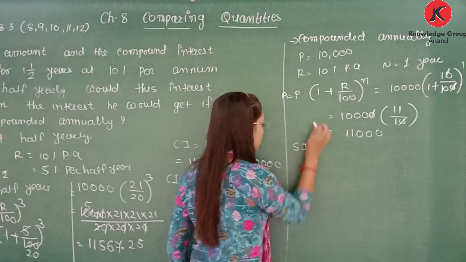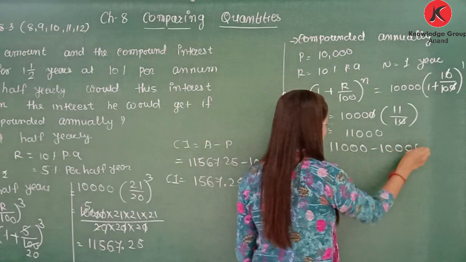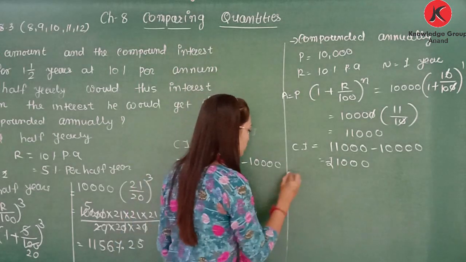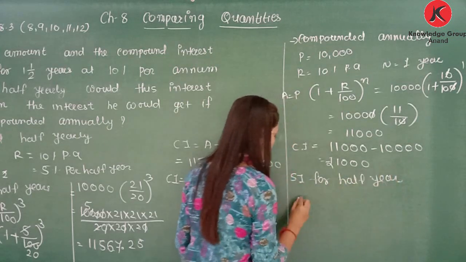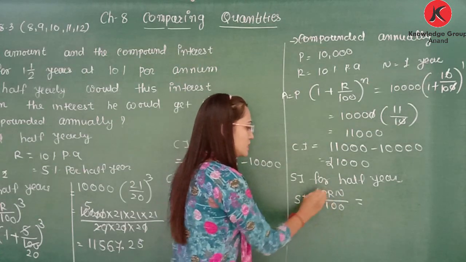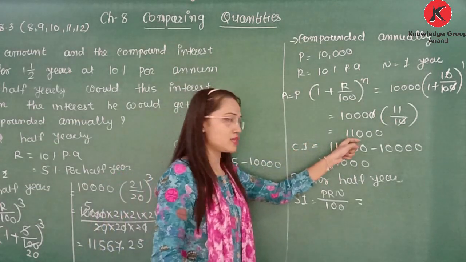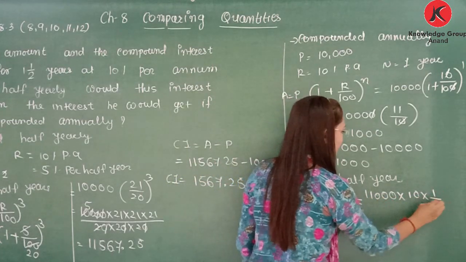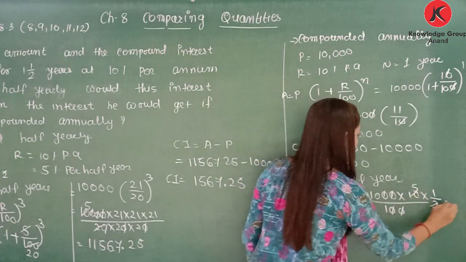So the compound interest will be 11,000 minus 10,000. How much interest do we pay? That is 1,000 rupees as interest for the first year. Now simple interest for a half year. Simple interest is PRN divided by 100. Now what will be our principal value for the half year? That is the amount of the previous year. So what is the amount of the previous year? That is 11,000. Rate of interest is 10, N is 1 by 2, divided by 100. So it is 550.